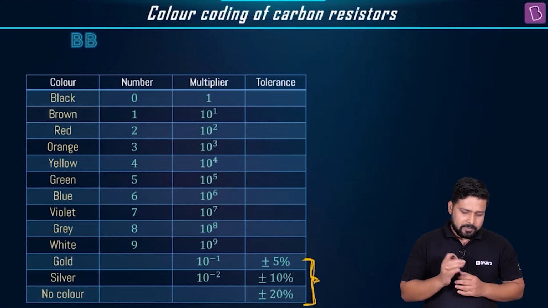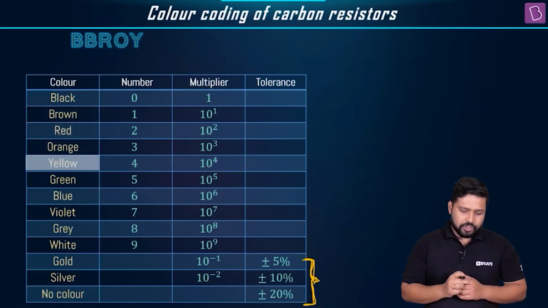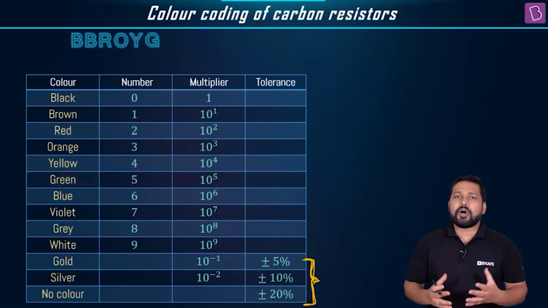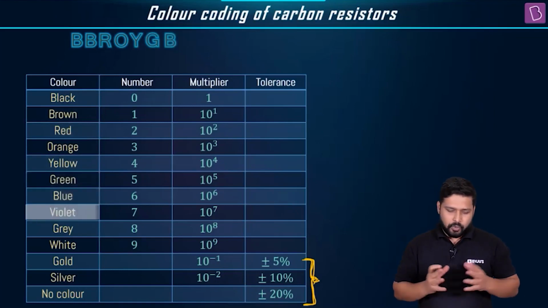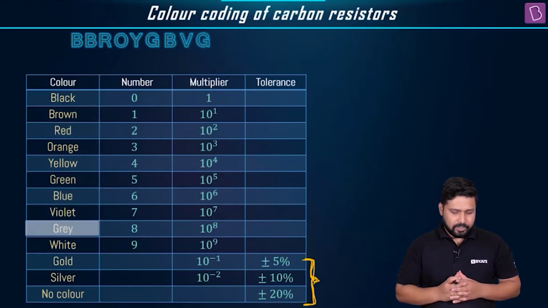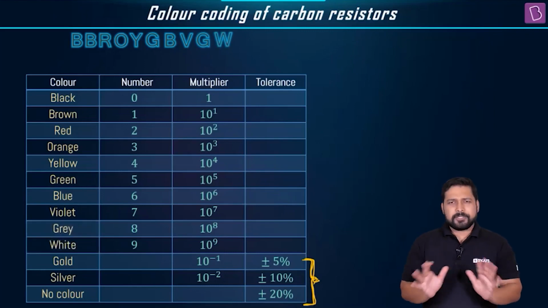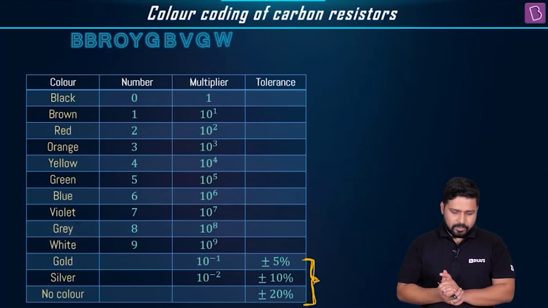So we take B for black, B for brown, R for red, O for orange, Y for yellow, and we go on writing it like this. We go on writing it like this. So once we come till white, no problem, we stop.